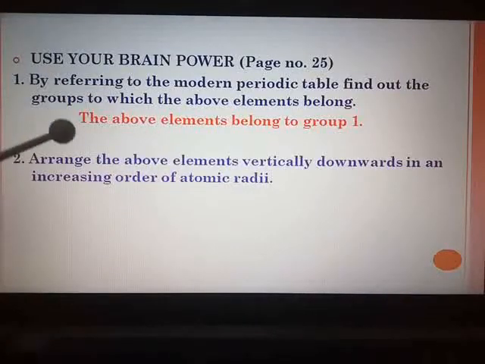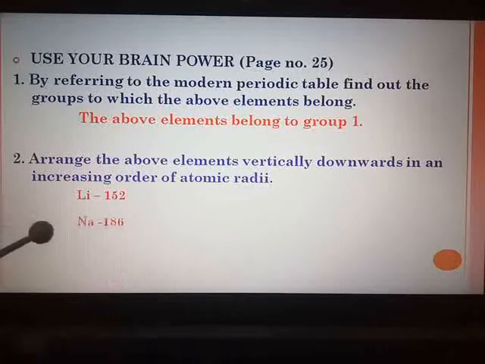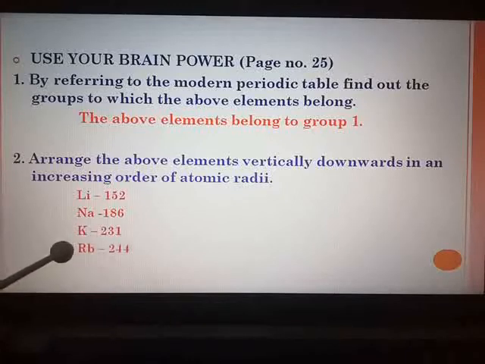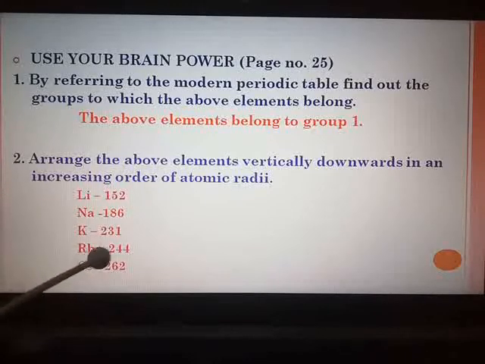Second question, arrange the above elements vertically downwards in the increasing order of atomic radii. In the previous activity, it was in the decreasing order of atomic radii. So increasing order means the lower one will come first. So first will be lithium 152, second sodium 186, potassium 231, rubidium 244 and cesium 262. See, now here it is in the increasing order. So the lower one will come first, followed by the higher ones.